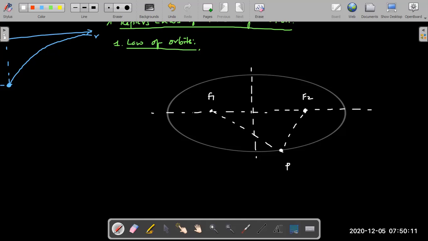Now, what did Kepler say in the law of orbits? That planets revolve around the Sun in elliptical orbits such that the Sun is at one of their foci. That means they place the Sun at one of the foci.